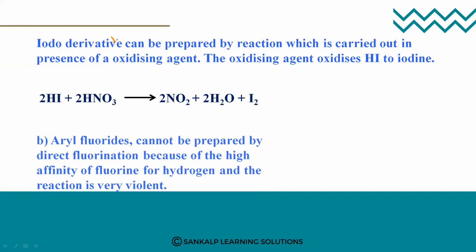So if you want to prepare iodo derivatives, how do we prepare them? We have to prepare them by a reaction carried out in the presence of an oxidizing agent. Then we have to use an oxidizing agent. So here the oxidizing agent is what?